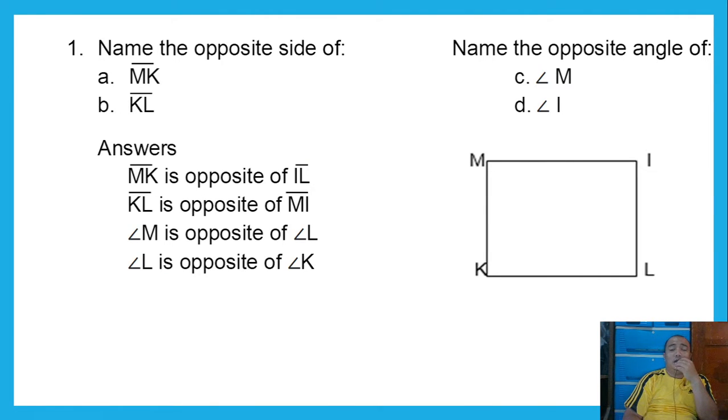Now in quadrilateral MILK, name the opposite side of MK. Answer is IL. Name the opposite side of KL. Opposite side of segment KL is segment MI. What is the opposite angle of angle M? Angle L is the opposite angle of angle M. What is the opposite angle of angle I? Angle K is the opposite angle of angle I. Should be I, not L.